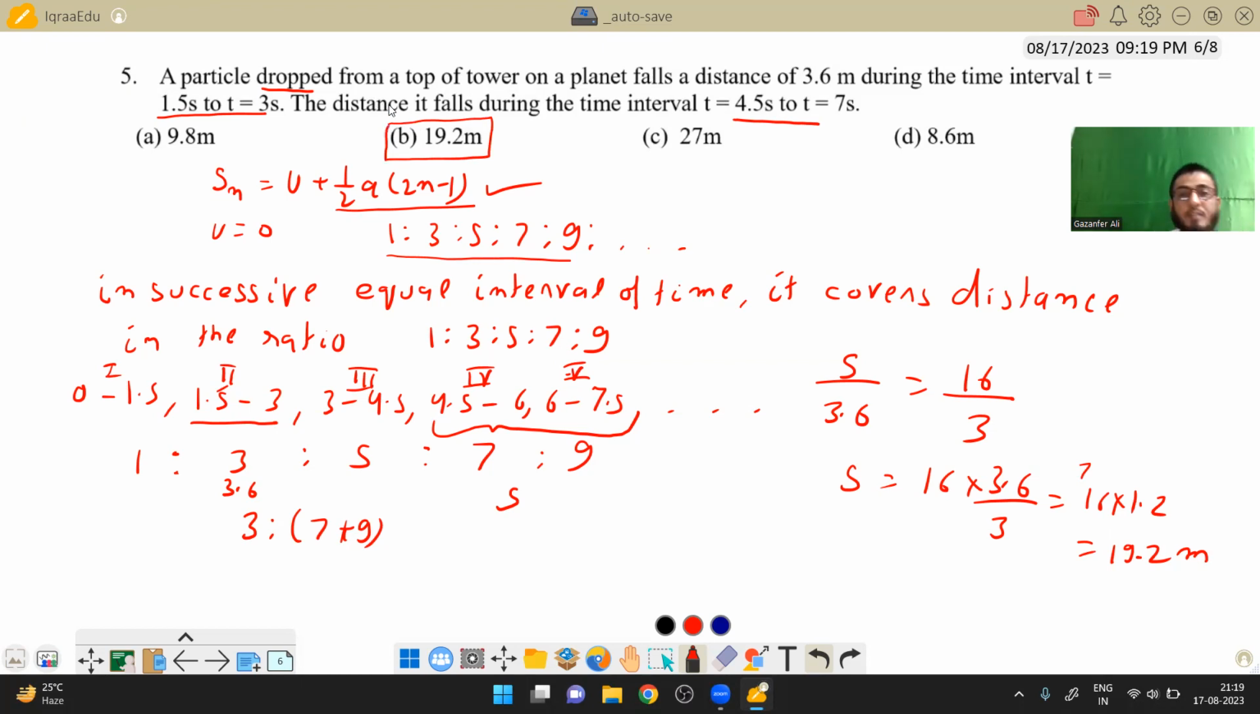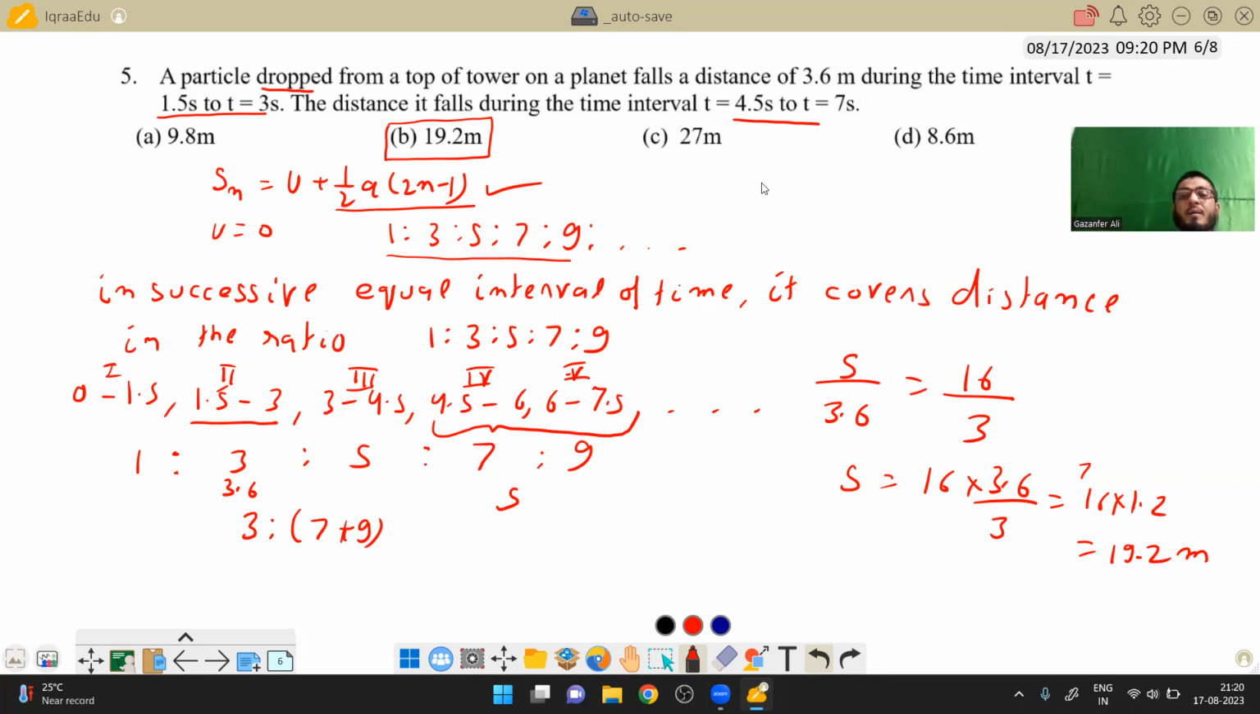Is this clear? Yes, sir. Are you able to grasp it? What I have done is, if a particle starts from rest and is moving with a constant acceleration, then in successive equal intervals of time, now I'm not saying first second, second second, third second, I'm saying in successive equal intervals of time, it covers distance in the ratio of 1:3:5:7:9.